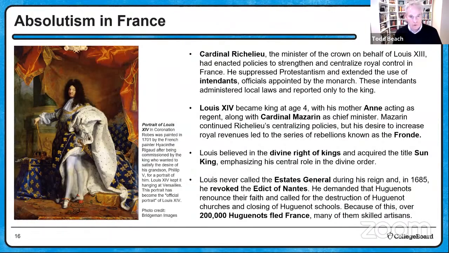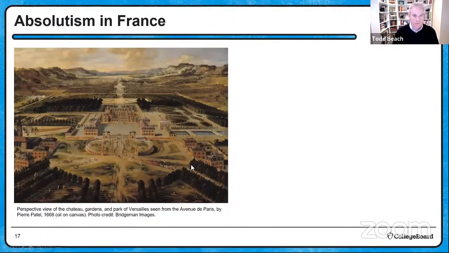He's also going to revoke the Edict of Nantes, the edict put forth by Henry IV, which allowed some Huguenot worship throughout the lands. He demands that Huguenots renounce their faith. He calls for the destruction of Huguenot churches and the closing of Huguenot schools. Because of this, over 200,000 Huguenots will flee France. Many of them are skilled artisans, and that has a detrimental impact on the economy at a time when France is really looking for revenue.